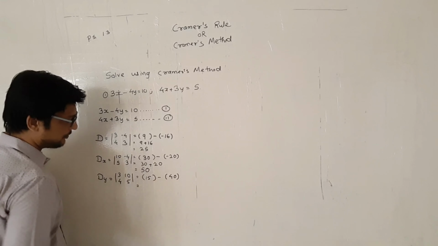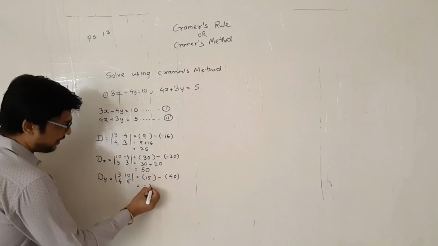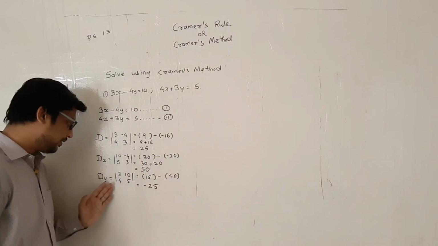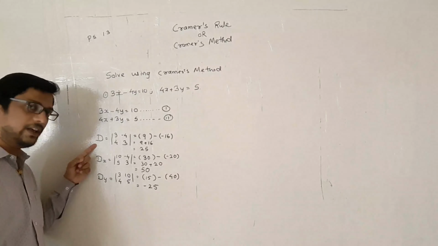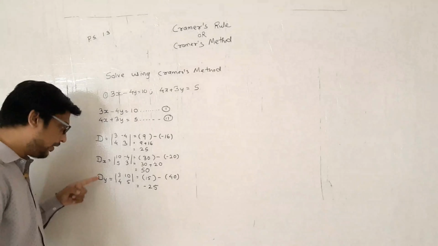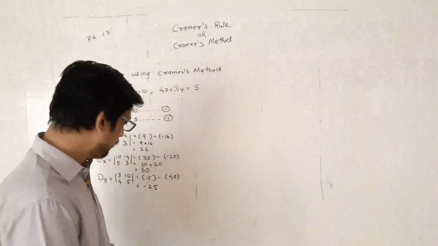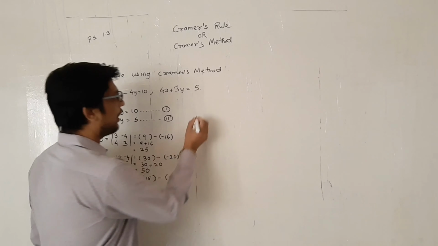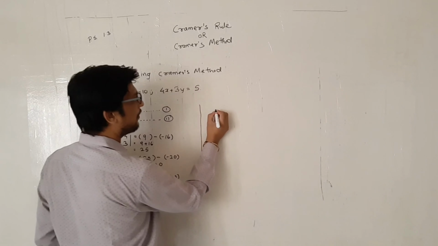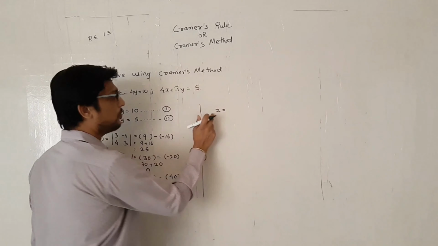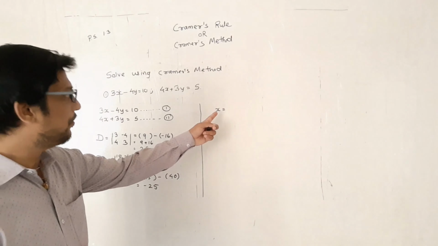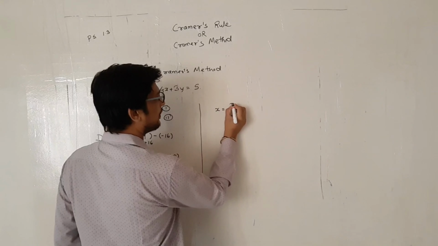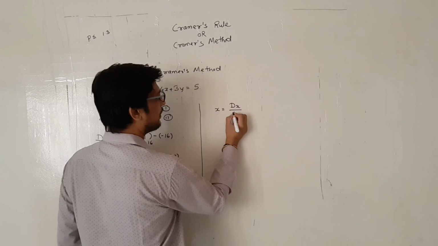So this will become 25 minus 25. Fine. So now what we got? We got the value of D, the value of determinant Dx, and the value of determinant Dy. Now, after getting these three values, I am going to find the value of x. Now, how to find the value of x? To find the value of x, we have a formula defined by Cramer, that is Dx upon D.